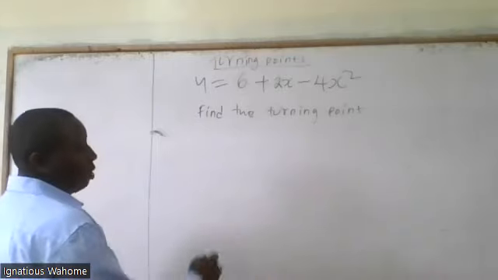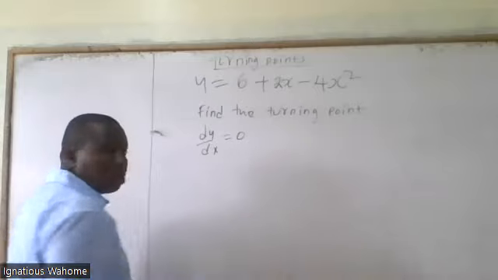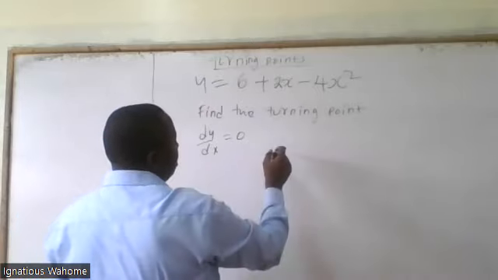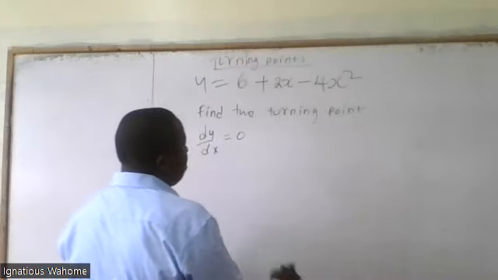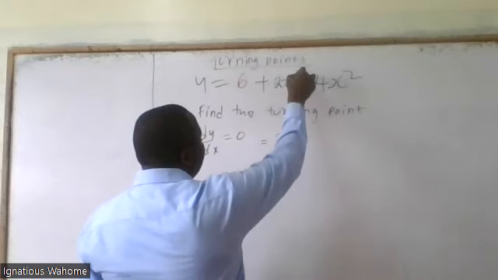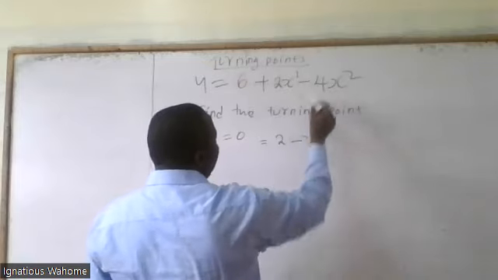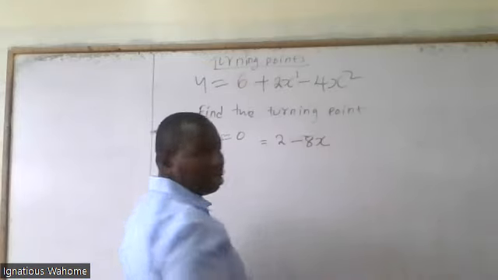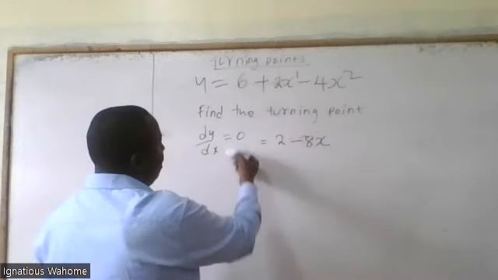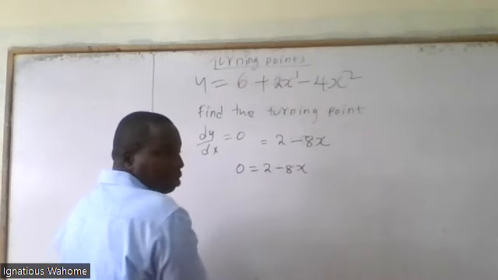When you talk of a turning point, we talk of the gradient function dy/dx always being equal to 0. So when you differentiate this and equate to 0, you get x. It will be 2 minus 8x. That's the dy/dx. So equate this to 0: 0 equals 2 minus 8x.